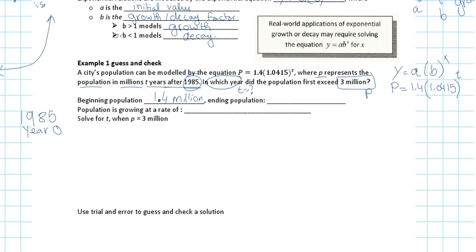What's the ending population that the question is asking me for? In which year did the population first exceed 3 million? So 3 million. That's my ending population.